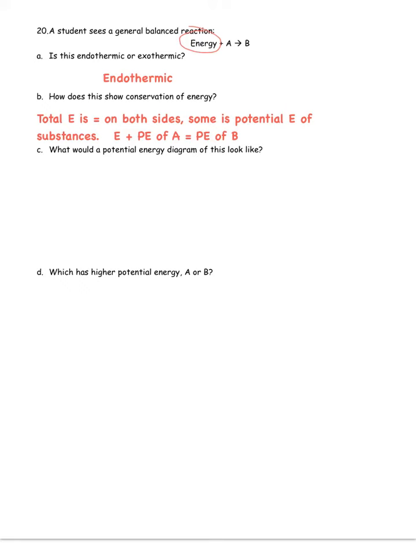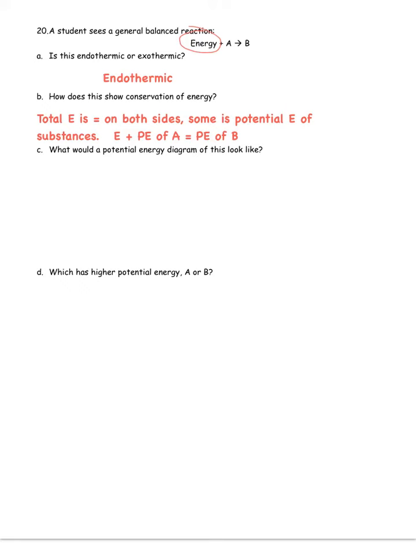So while on our reactant side, we have to remember that some of the energy is there in maybe the form of thermal energy or chemical energy. We also have the potential energy of A to add into that equation. And then those two are going to go together and they're going to equal the total potential energy of that product B. So ultimately, total energy of the reactant side is equal to the total energy of the product side.